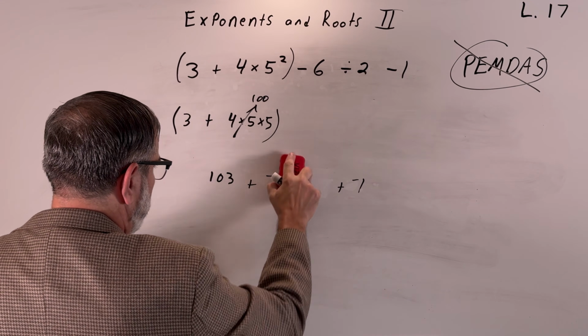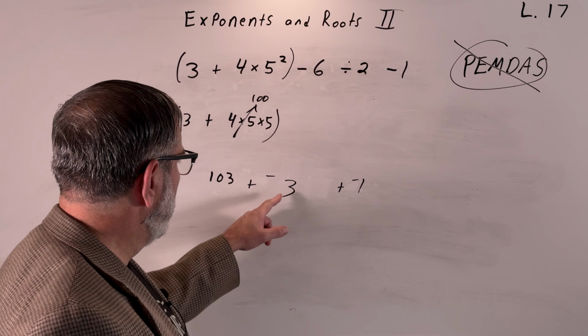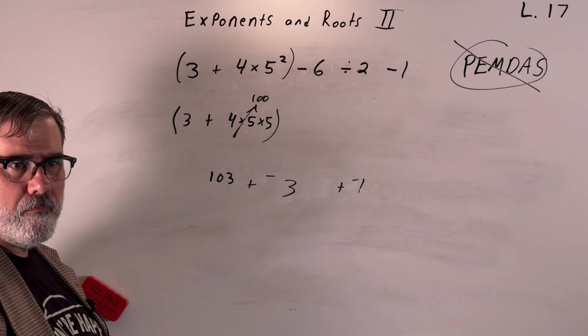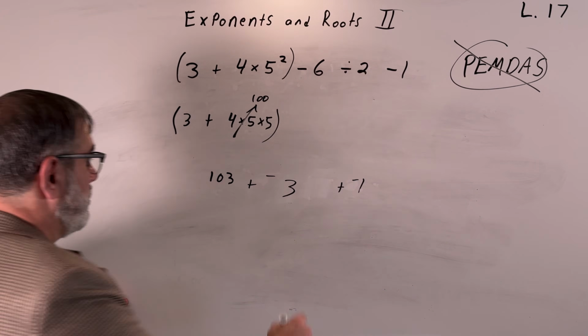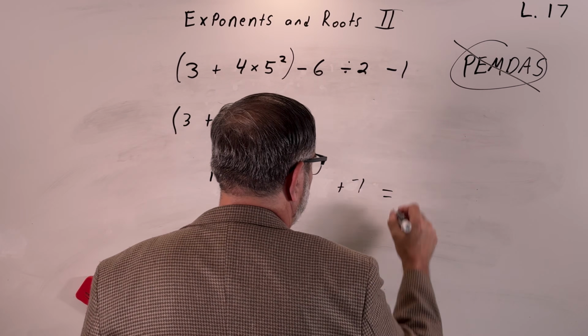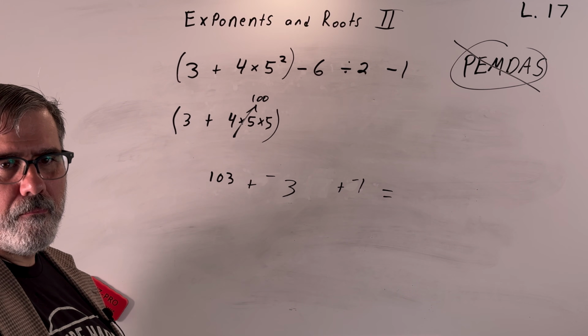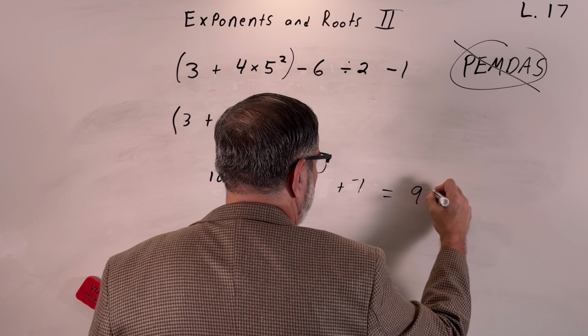6 over 2, that's 3. So now I have 103 plus negative 3. What's that? 100. Plus negative 1. What is 100 plus negative 1? 99. So we get our answer, 99.